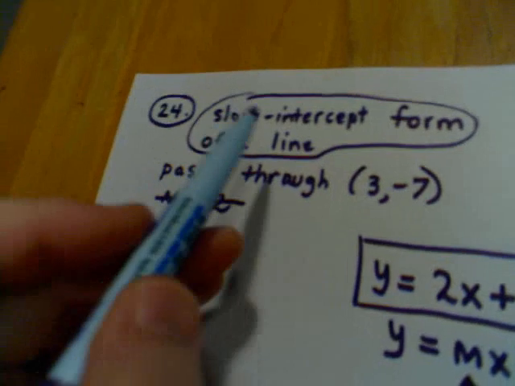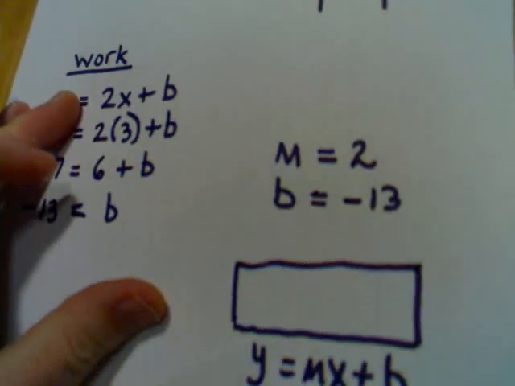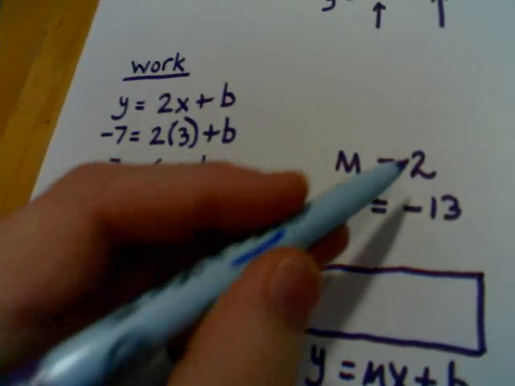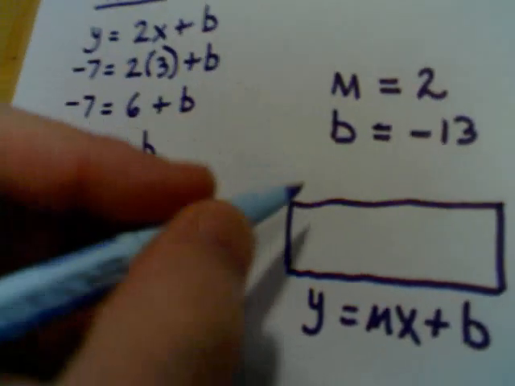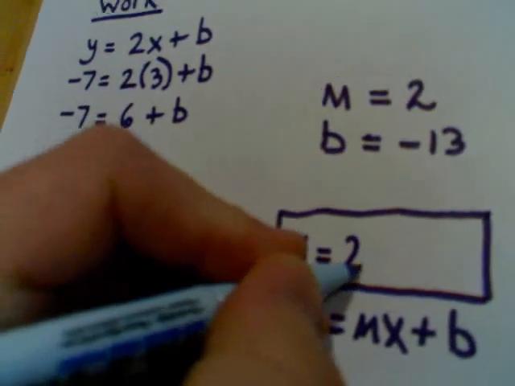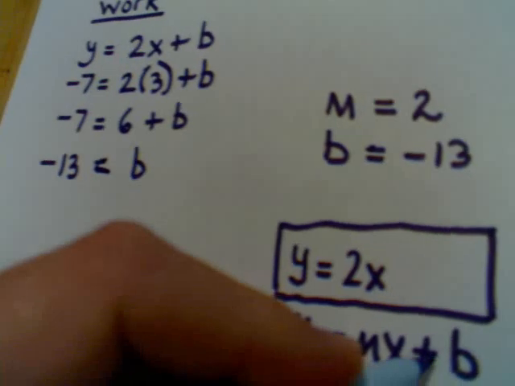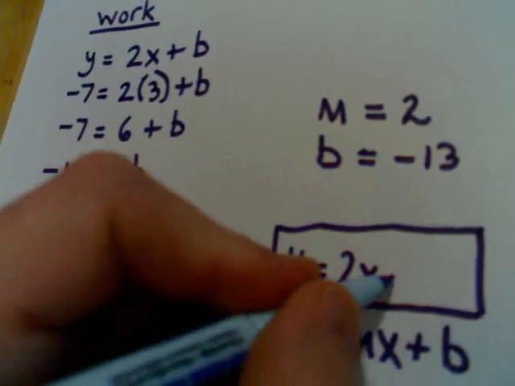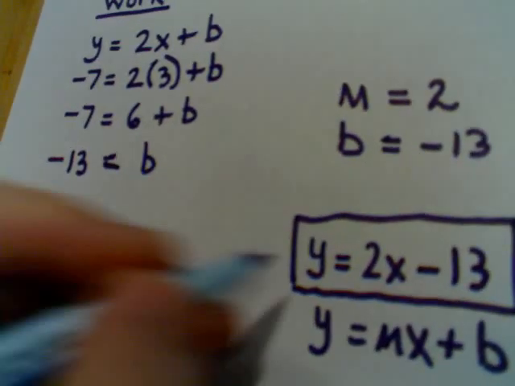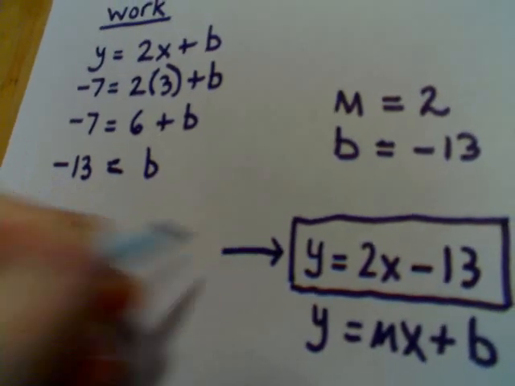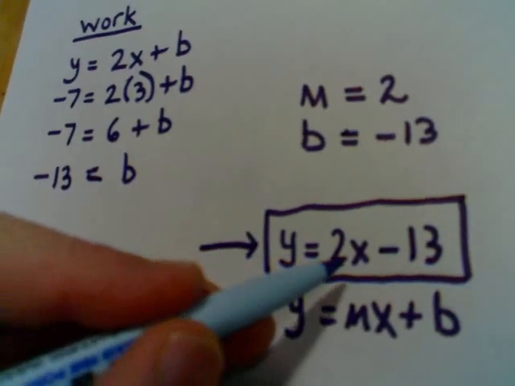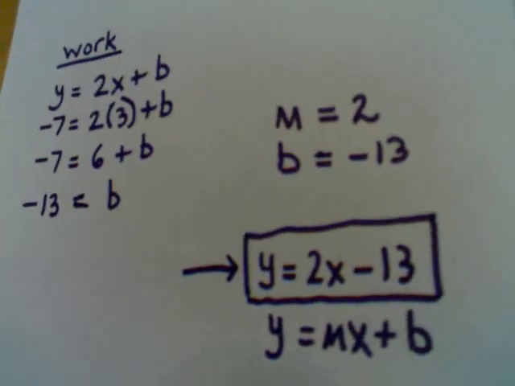The slope-intercept form of a line is y equals mx plus b. M is 2. We just found out that b was -13. So my final answer to this problem, y equals 2x plus b. Since b is a negative number, it's actually going to end up being a minus 13. There is my answer. The equation of this line in slope-intercept form is y equals 2x minus 13, and we're done.